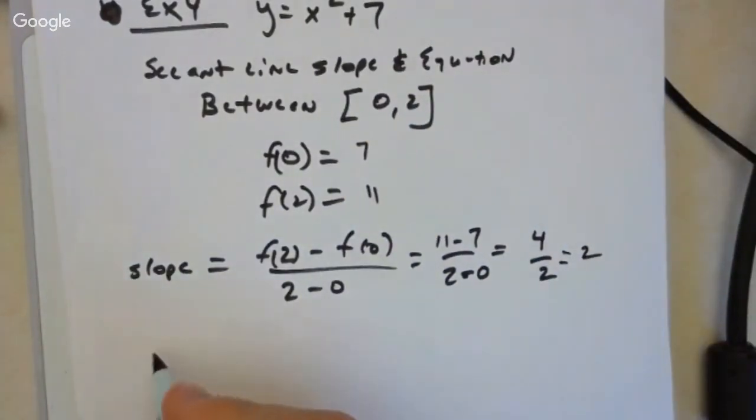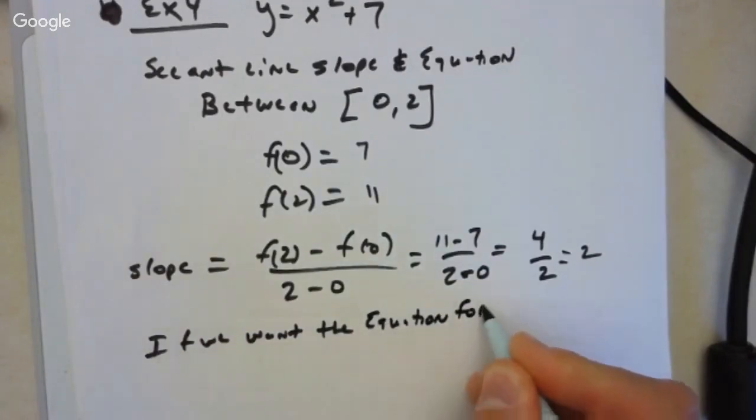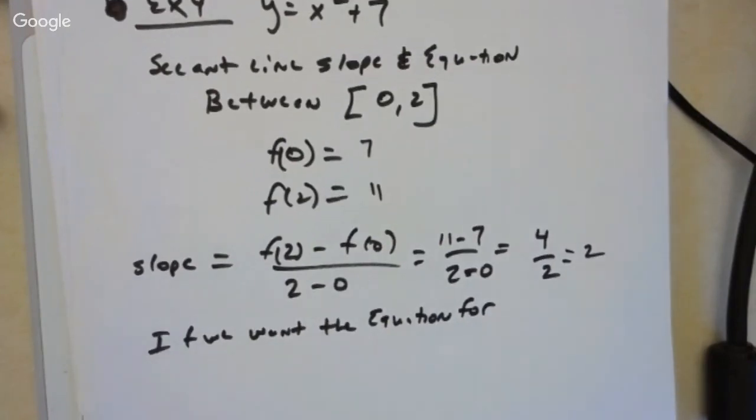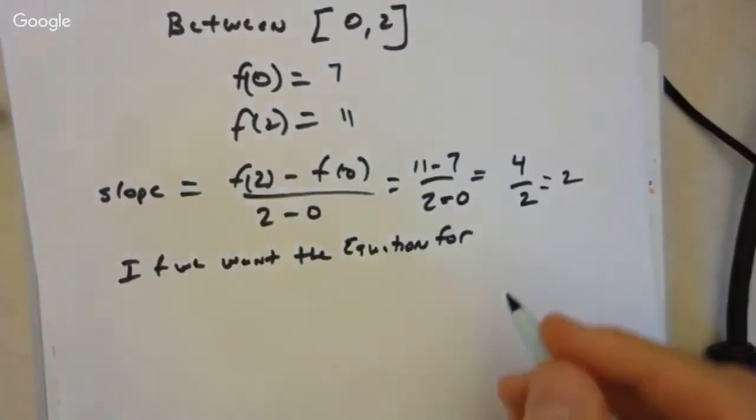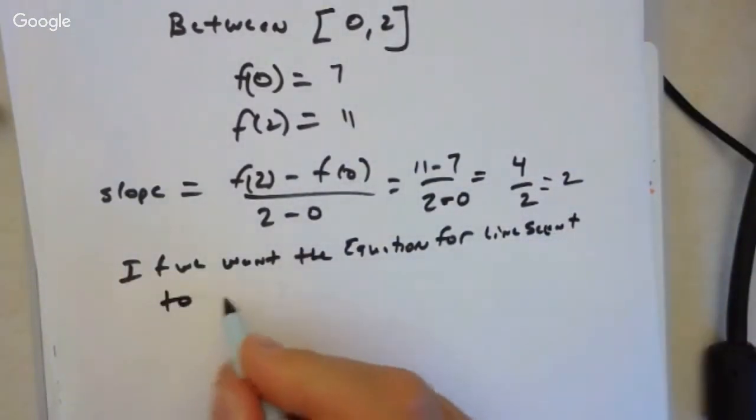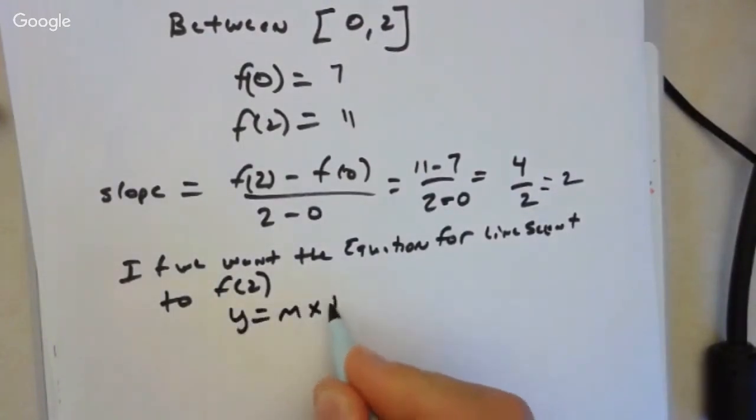Now here's the bad news, though. We know between 0 and 2, the average rate of change is 2. Okay, great. You know, 2 miles an hour, 2 dogs per year, $2 per kitten. I don't know, whatever rate you're talking about. But if we want the equation for the line secant to f at 2, well, we need y equals mx plus b.